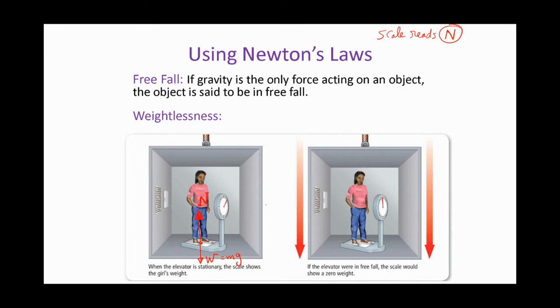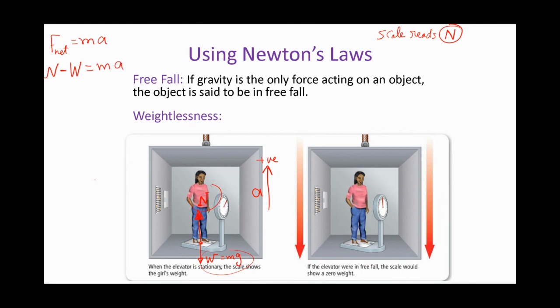If the elevator has an acceleration upward, in this case there is no balance, and you need to apply Newton's law: net force equals mass times acceleration. Okay, guys? Where is the positive direction? It's the direction of acceleration. So I will take N to be positive and W to be negative. So N minus W equals mass times acceleration.